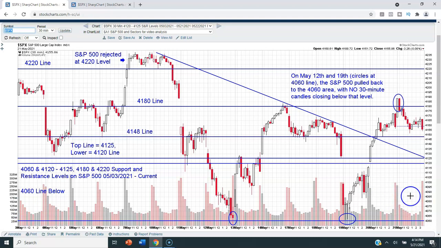And it ends on May 21st. Of course, that's the end of the week here that we're looking at. And this is a 30-minute candlestick chart. So each candlestick on this chart does represent 30 minutes of trading. I have quite a few annotations here to share with you.